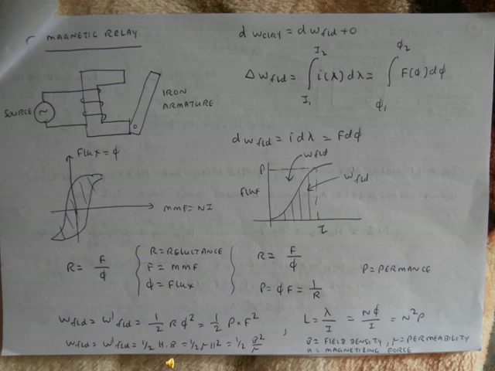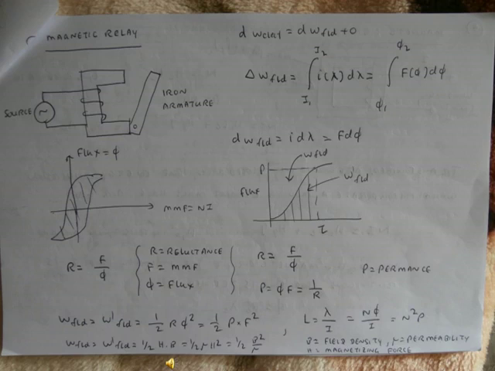L equals lambda by I, which is also equal to N phi by I. Here N is the number of turns, so lambda means the multiplication of the flux and the number of turns, divided by I. L equals lambda by I equals N phi by I equals N squared P. So those are the equations.